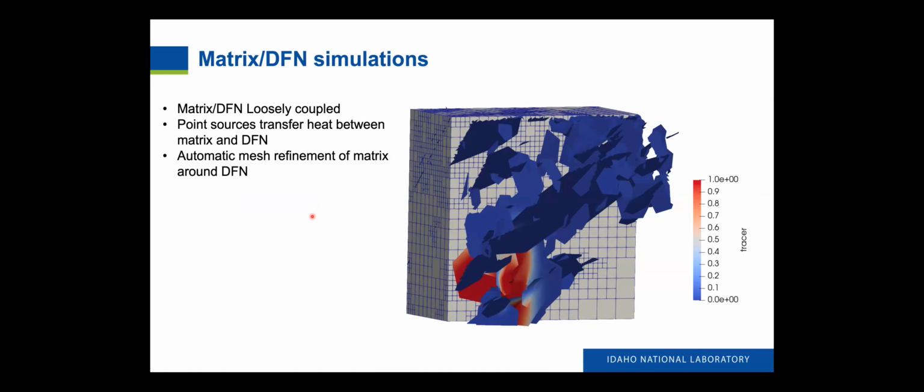This matrix and DFN are loosely coupled, and the heat transfer is achieved using point sources. One nice feature about this matrix is that we can do some automatic mesh refinement wherever the matrix intersects or is close to the DFN model, as you can see from the figure here. The mesh near the DFN model is much more refined compared to the other matrix regions, and that could save us some computational time while giving us accurate results. So that is what we're trying to progress towards in the next few weeks.